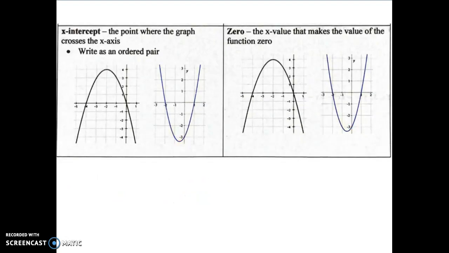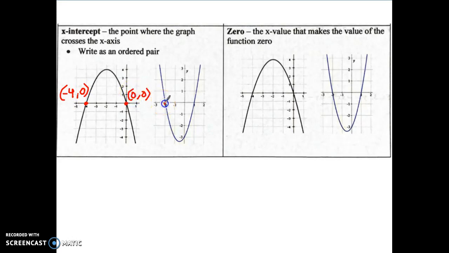And lastly, we have the x-intercept and the zeros. Now, x-intercept is like the y-intercept. So if the y-intercept is where the graph crosses the y-axis, the x-intercept is where the graph crosses the x-axis, and it's also written as an ordered pair. So looking at this parabola, we see that the graph crosses the x-axis at 2 places. This ordered pair is -4, 0. And this ordered pair is 0, 0.